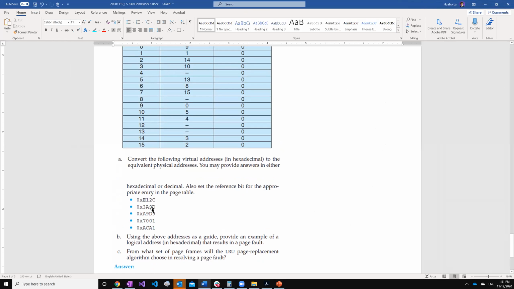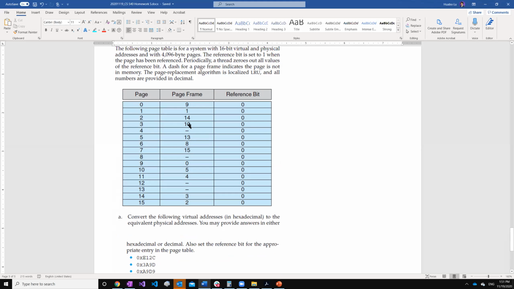Okay, so this number divided by 1000. Did I say 1,000? No, 1000. So 1 followed by 3 zeros. And what do you get? You get the page number to be 3 here. And what is the corresponding page frame? The page frame, or I should say what is the corresponding frame? It will be 10, okay?